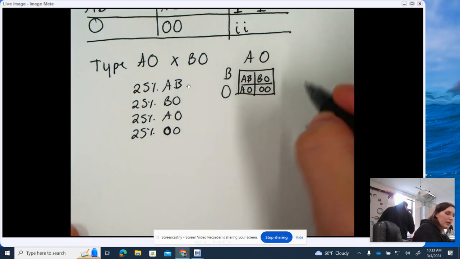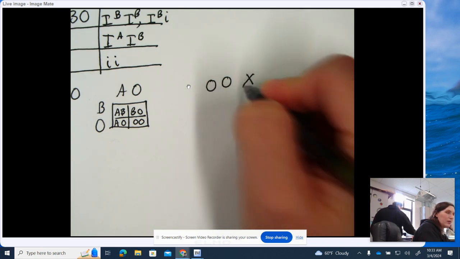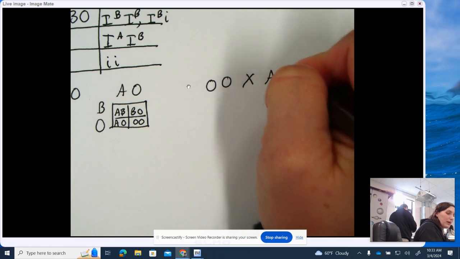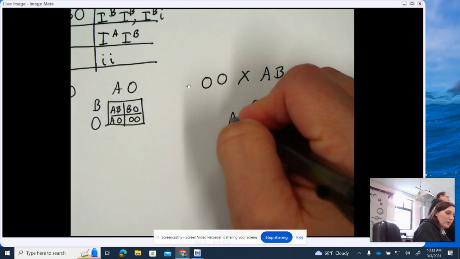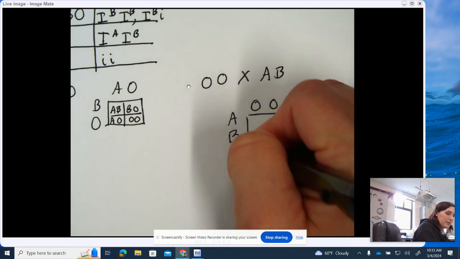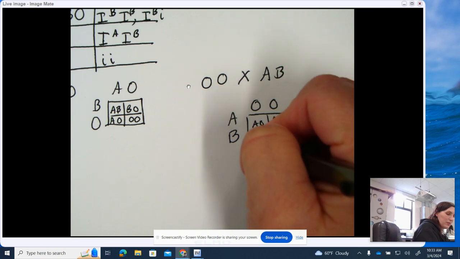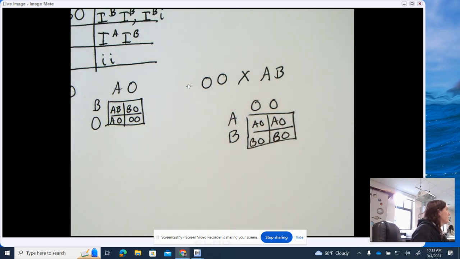O. All right. So let's cross an O type of blood with, what do we want to cross this O with? An AB? Let's cross this one with an AB. So we're going to do OO cross with AB. AO, AO, BO, and BO. Pretty interesting.